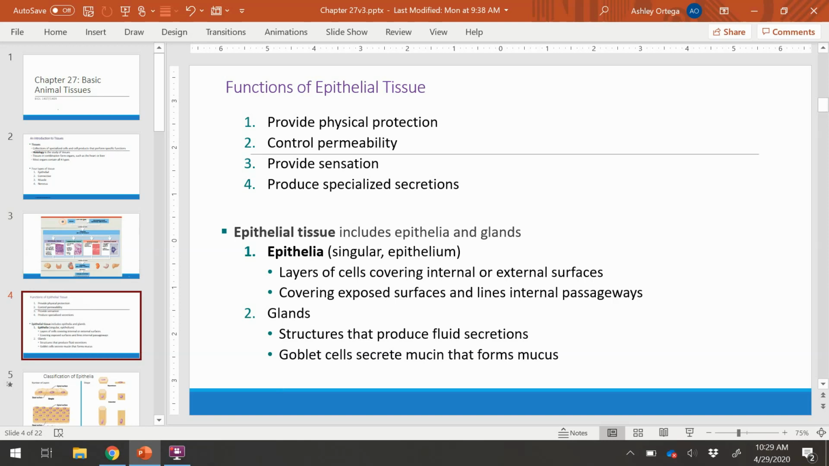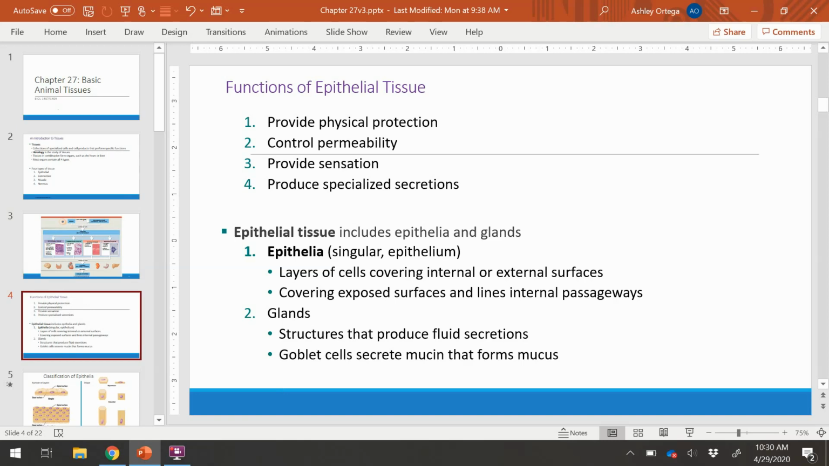That is one of many things. They can also produce specialized secretion. Epithelial tissue actually has a second kind of subtype, which is gland. Glands are structures that produce fluid secretions. An example here is our goblet cell, which secretes mucin that combines with water to form mucus. That mucus is needed by many internal organs like the stomach to protect the lining of that tissue from the stomach acid. In other areas, goblet cells are needed as well.